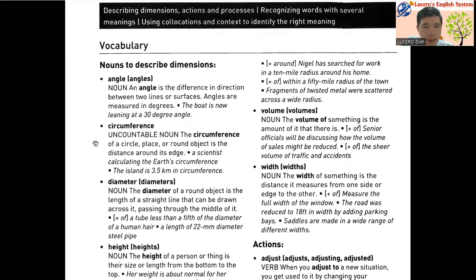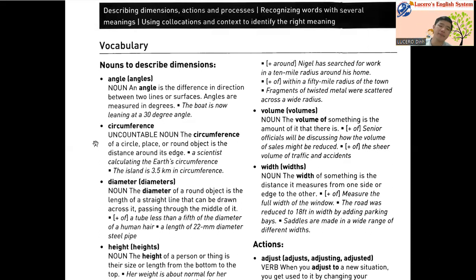Number three, diameter. Diameter is a noun. The diameter of a round object is the length of a straight line that can be drawn across it, passing through the middle of it. For example, a tube less than a fifth of the diameter of a human hair. Second example, a length of 22 millimeter diameter steel pipe.